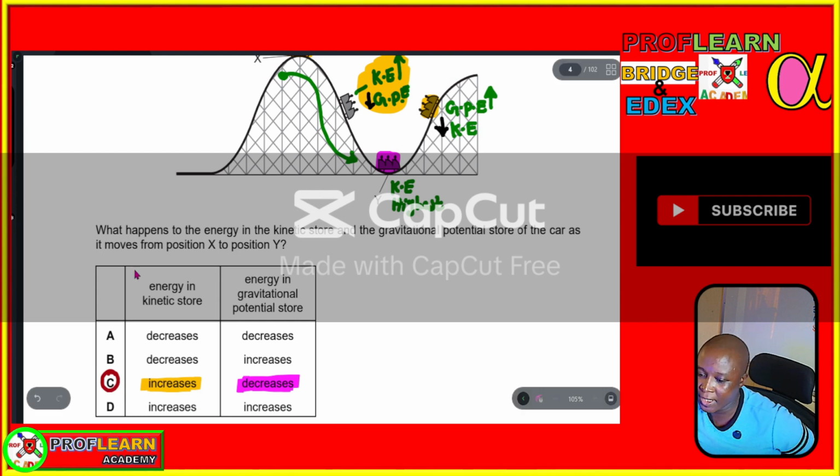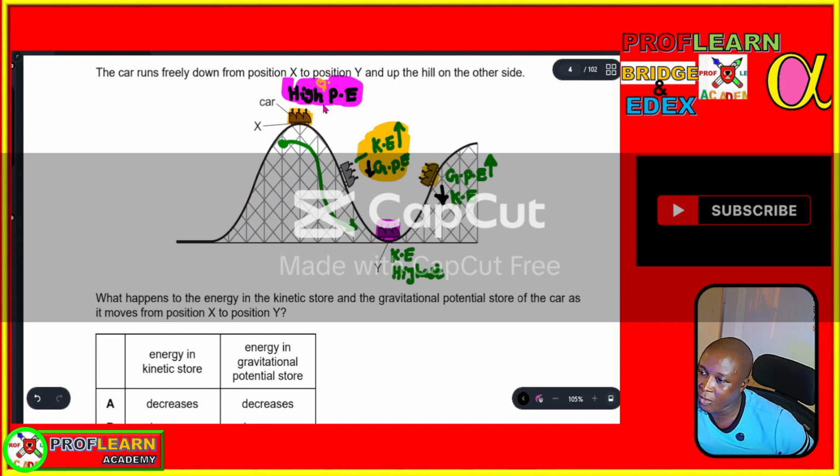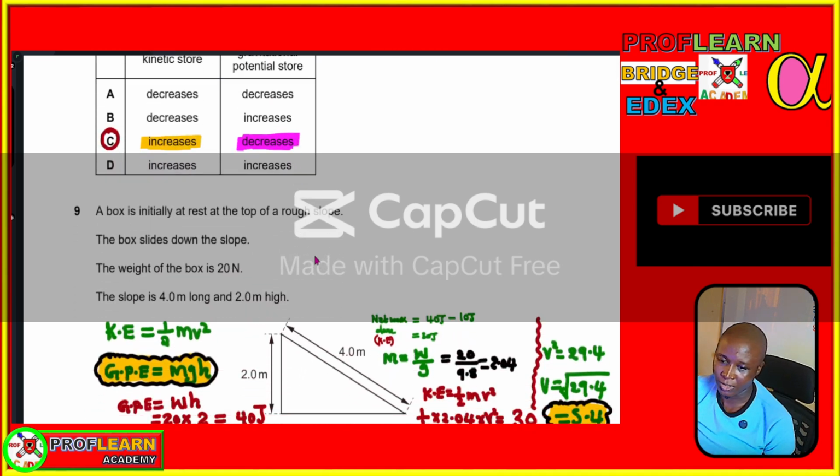It means kinetic energy will be increasing as gravitational potential energy will be decreasing, because at this point we are having the highest gravitational potential energy. So as it's moving from position X to Y, kinetic energy will be increasing as gravitational potential energy decreases. So the correct answer there is going to be C.